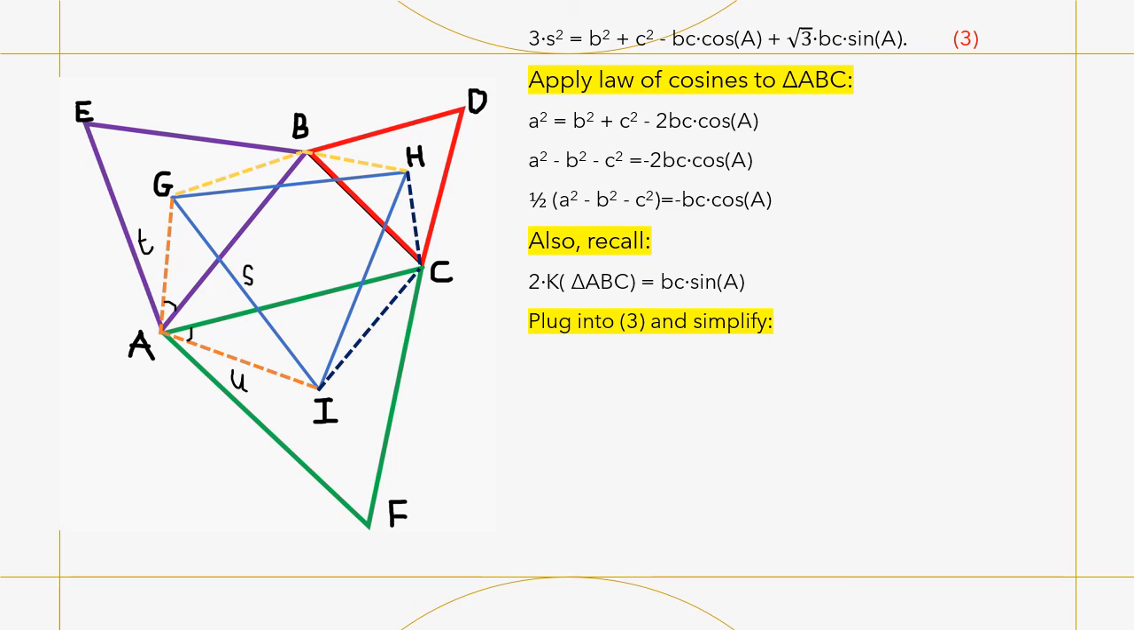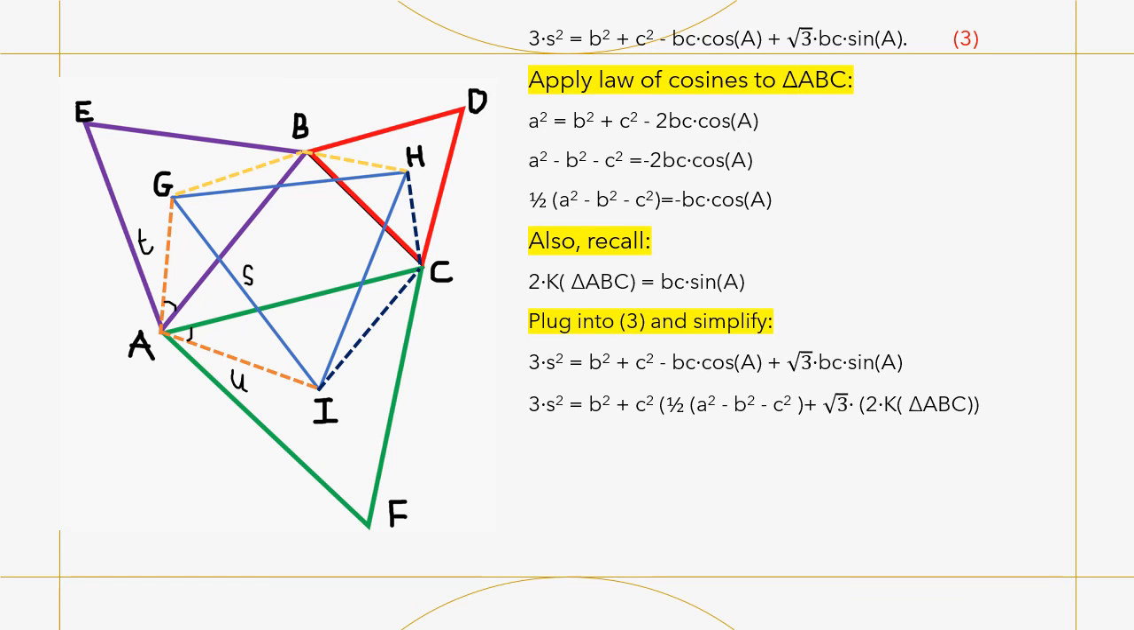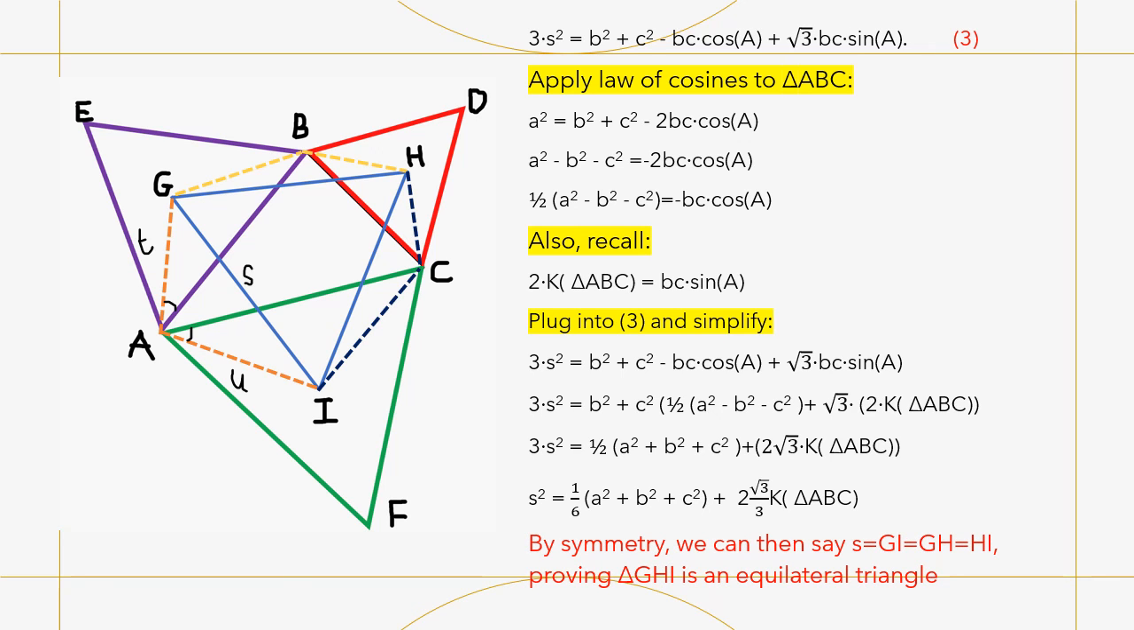So we plug all this information into equation 3 and we simplify it to get s squared is equal to 1/6 (a squared plus b squared plus c squared) plus 2 square root 3 over 3 times the area of triangle ABC. And then by symmetry, we can say that s is equal to GI is equal to GH is equal to HI, proving that triangle GHI is an equilateral triangle.